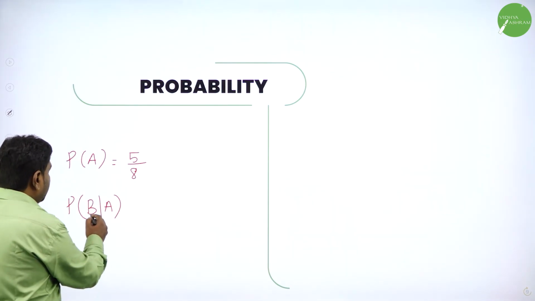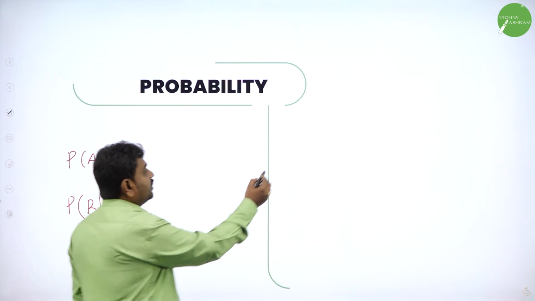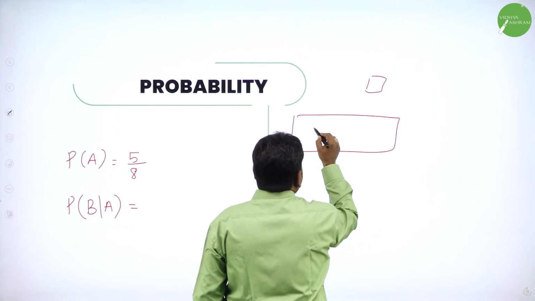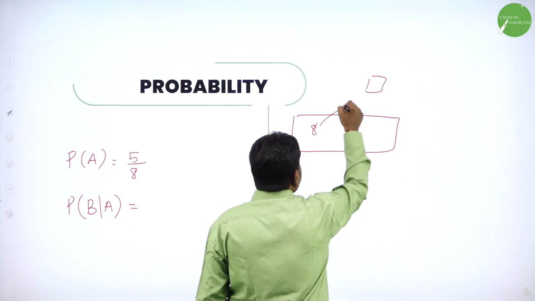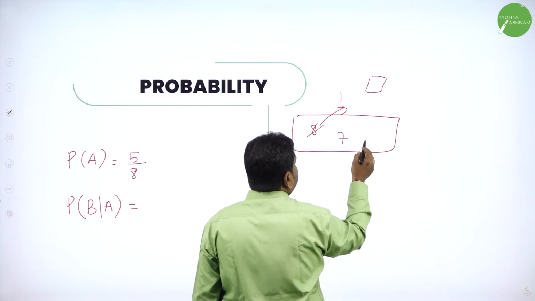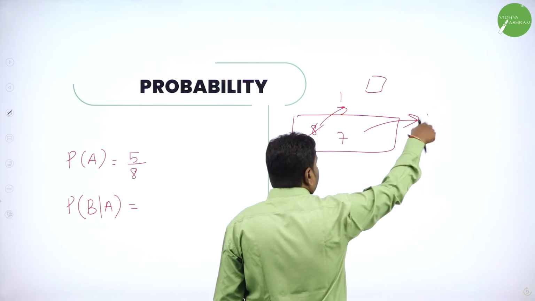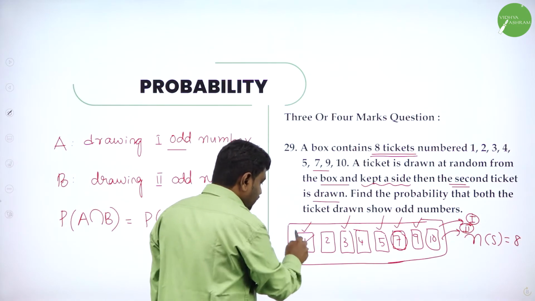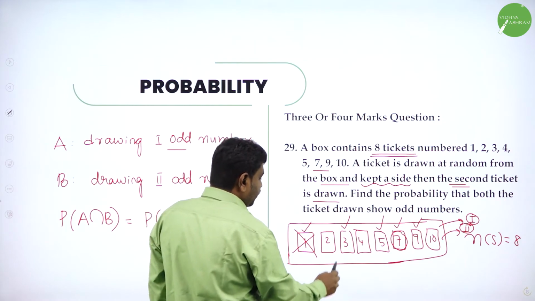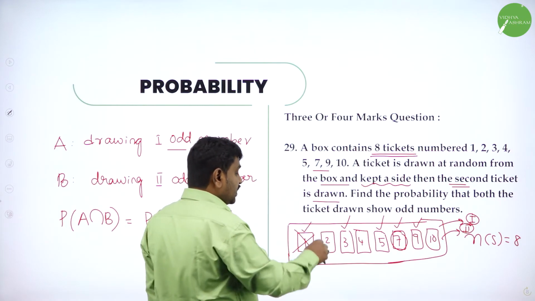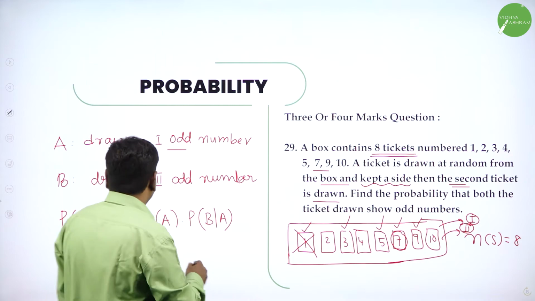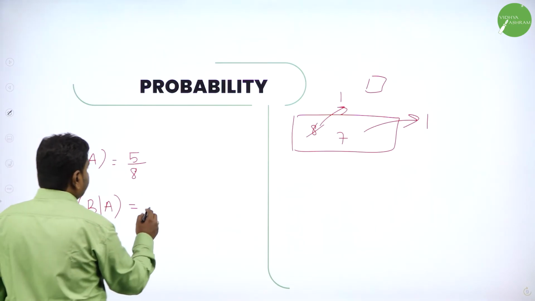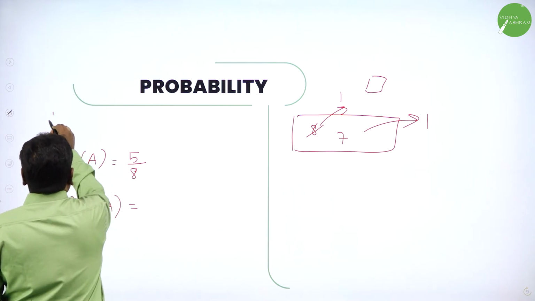What is the probability of B? See, dear students, in the box one ticket you have drawn and kept aside. So earlier 8 tickets were there. If you remove one, it will become 7 tickets. From 7 tickets, you should draw one more. And in that, say I have taken this, so now I have number of elements 7. And in that 7, one odd number is decreased. Earlier we had 5 odd numbers. So note, after drawing.